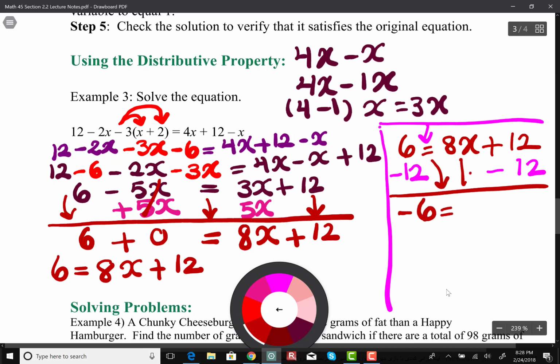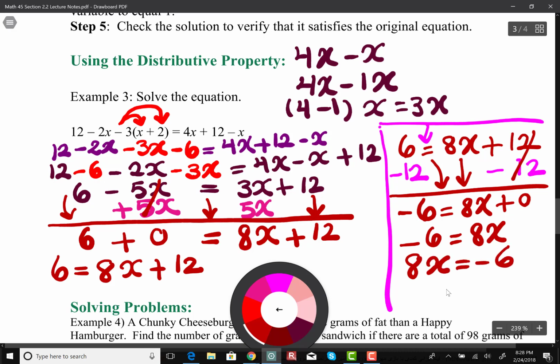This one doesn't have any like terms. Bring it down. A positive 12, negative 12 is 0. So we get negative 6 equals 8x. 8x plus 0 is 8x. It would be okay if you write it like this. That would be easier to work with. So instead of saying negative 6 equals 8x, you can say 8x equals negative 6. Don't change anything. Just rewrite it. Then I know that I need to make this coefficient 1. So divide both sides by 8.